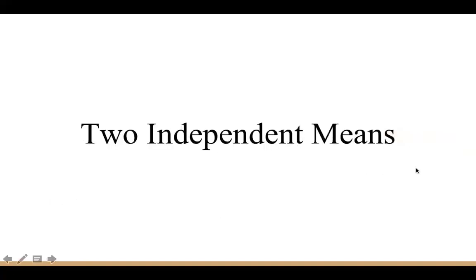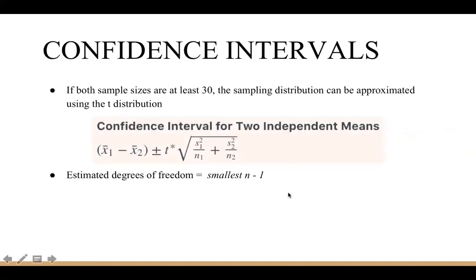Okay, so we just did 2 independent proportions. Now we're going to move on to 2 independent means. So with the means here, our assumptions are that each sample size is at least 30, and the sampling distribution can be approximated using the t-distribution. So once you get that, your confidence interval for 2 independent means is equal to the difference in the x-bars plus or minus t star times your standard error.